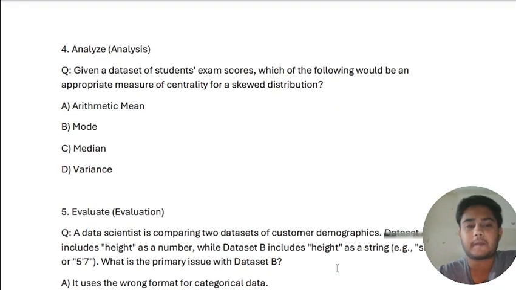Question 4, given a data set of students' exam scores, which of the following would be an appropriate measure of centrality for a skewed distribution? The answer is C, median.